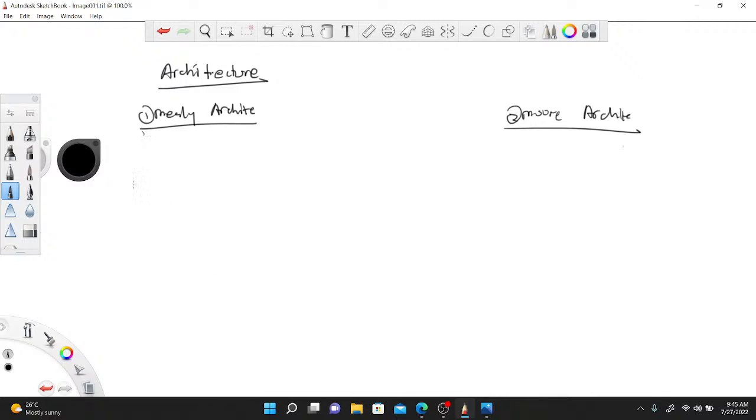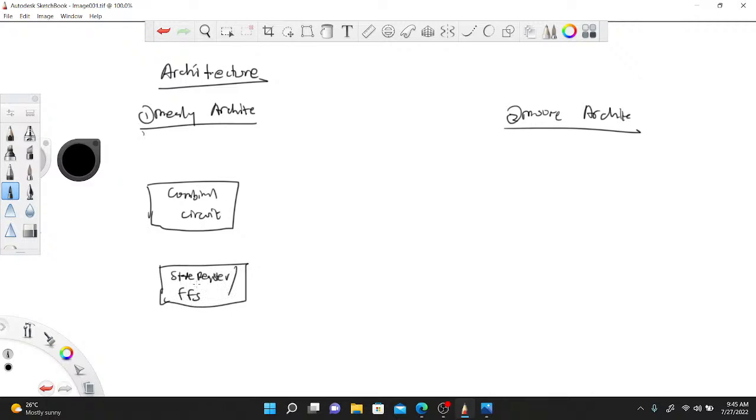So for the Mealy architecture, what you have is a combinational circuit here, maybe doing some curious thing, right? And then you have a state register down here. Usually it's a state register or your flip-flops. Like they've given you a number of flip-flops and you want to represent them. That's where you place them. You understand? That's basically what is happening.